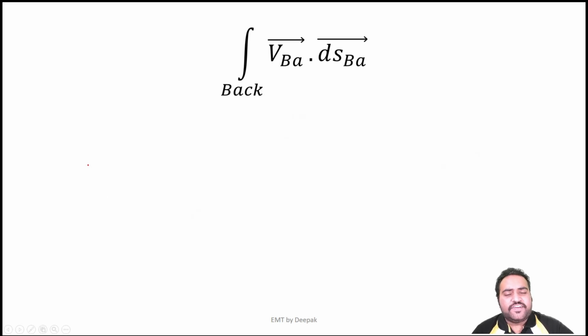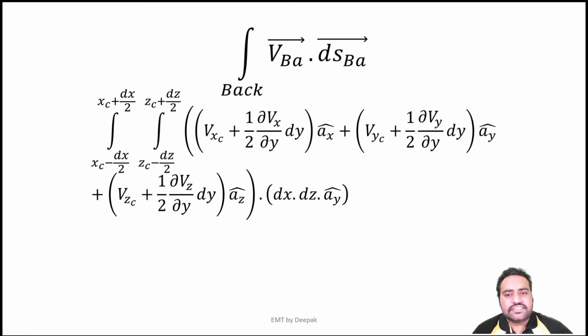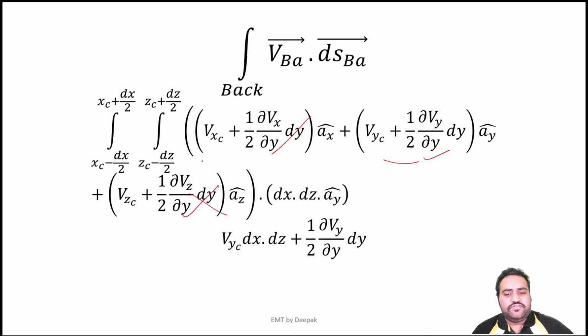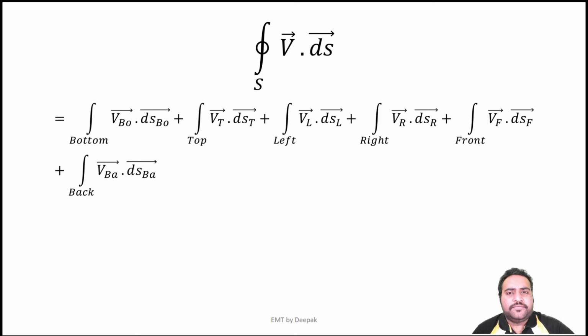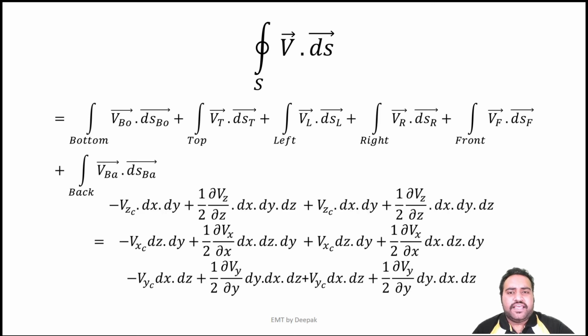If I calculate for the back surface, this is the value of the vector field at the back surface. When I dot with this, these would be vanishing, these would be remaining, these would be vanishing. So please make a correction that it is dx, dz also, right? They are missing here. So when I calculate the closed surface integral, the answer would be this.